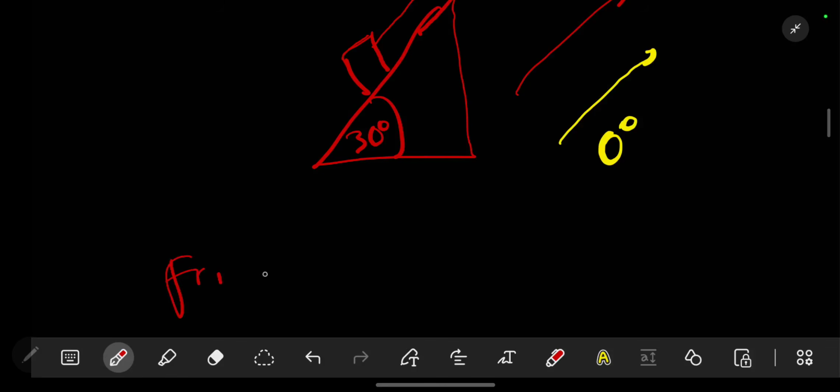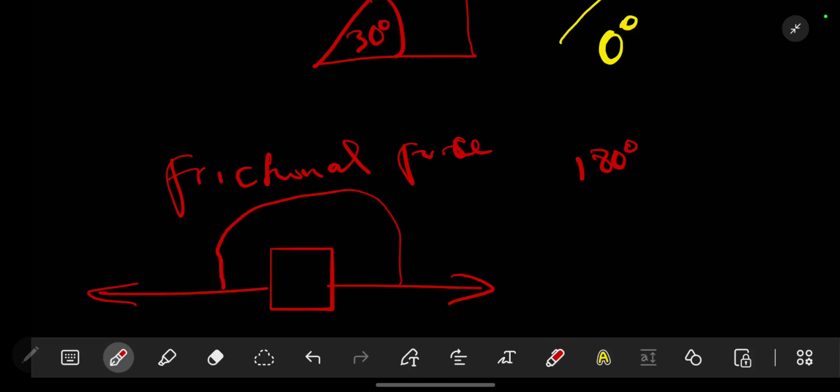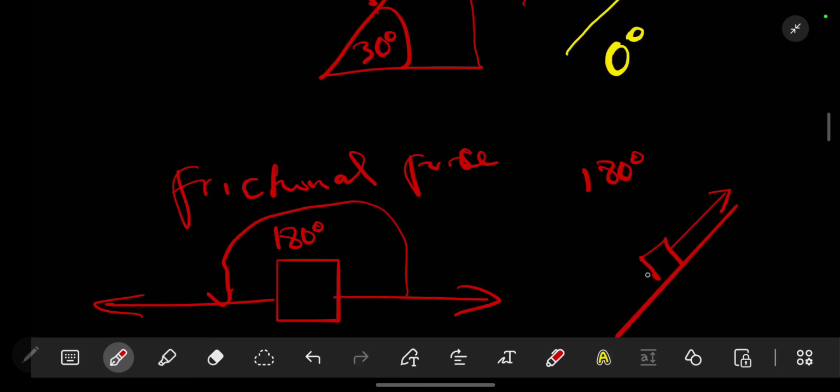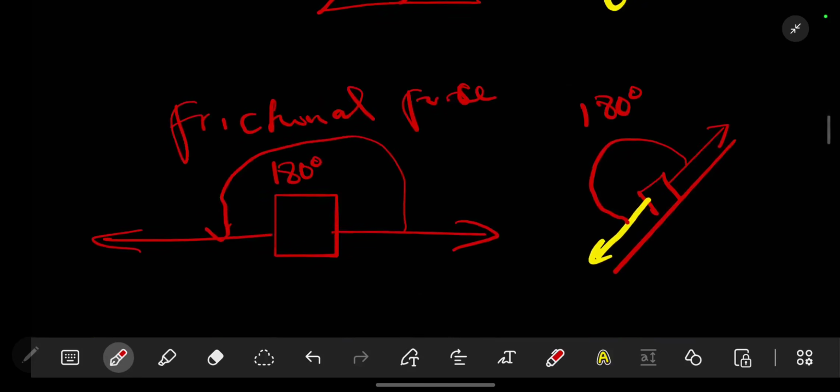Then for the frictional force, it will always act at an angle of 180 degrees. If you have an object that is being pulled in this direction, the frictional force will oppose the motion like that. So from the point of application, it will be acting at 180 degrees. Even if it is on an incline, and it is being pulled up, the frictional force will be opposing the motion. Now the angle made here is still 180. You can see that it's a straight line.